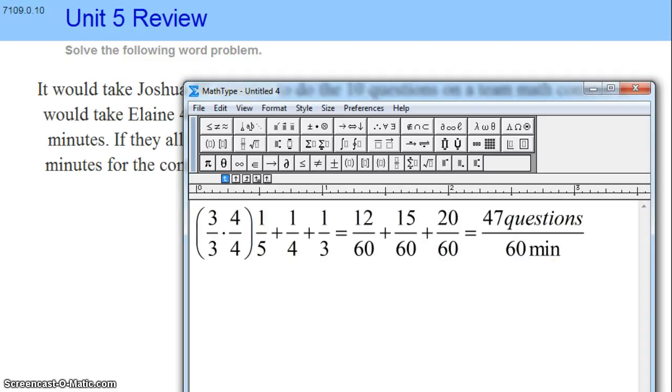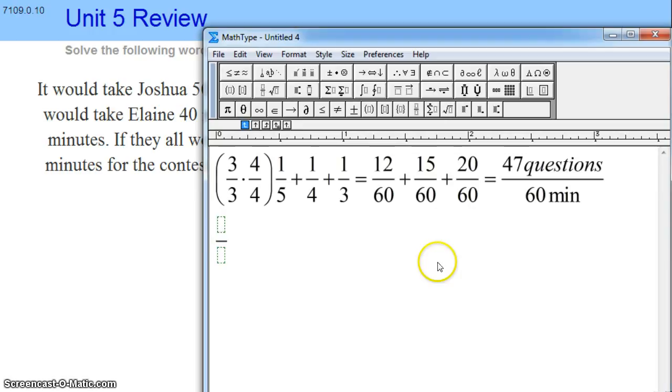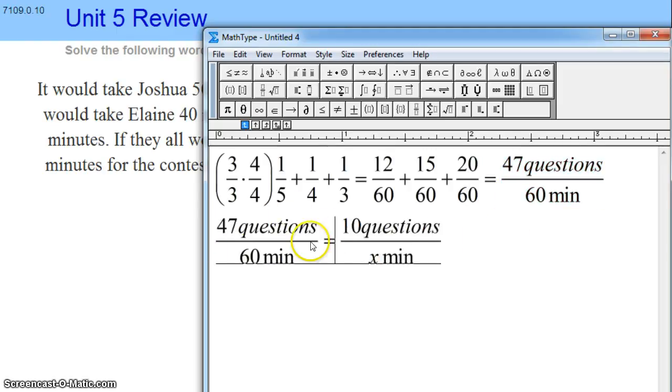And so they are asking, if they all work together on the 10 questions and they're allowed 15 minutes for the contest, how many minutes do they have left? So first we're going to ask how long it takes them to do the 10 questions, right? So one way to do that is to write 10 questions over x minutes. This is a ratio, right? They can do 47 in 60 minutes, so it's just a ratio, and we can find out how long it takes them to do 10 questions. So we're going to set it up like this, and we can cross multiply to solve.